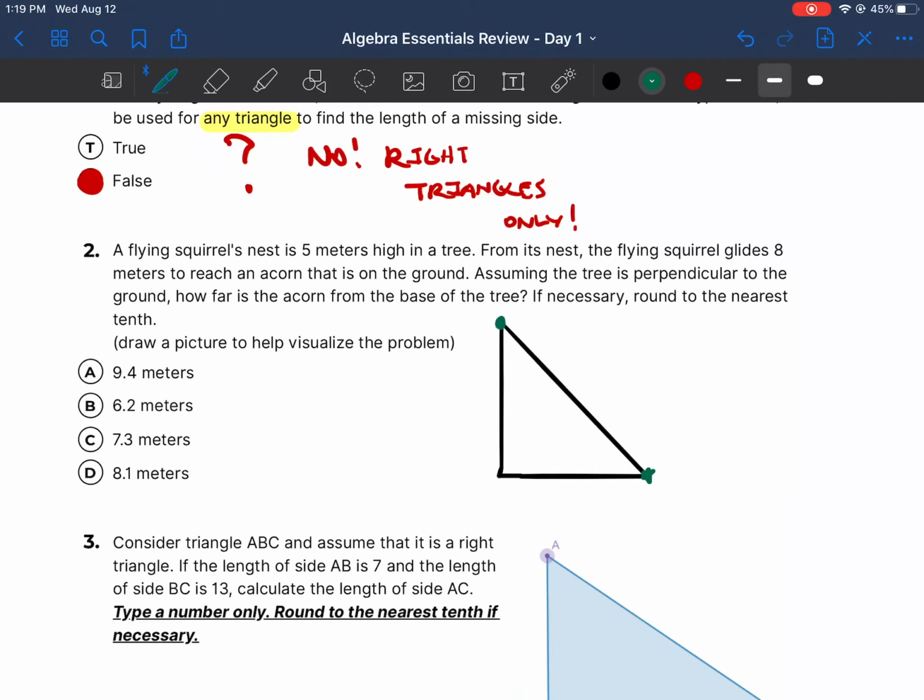And we know that the squirrel's nest is 5 meters high in a tree, so we know that this distance is 5 meters. And we know that from its nest, the flying squirrel glides 8 meters to reach the acorn. So from here to here, where the squirrel glides, that's a distance of 8 meters. And we also know that the tree and the ground are going to form a 90-degree angle because the tree is perpendicular to the ground. So we can use the Pythagorean theorem, a squared plus b squared equals c squared.